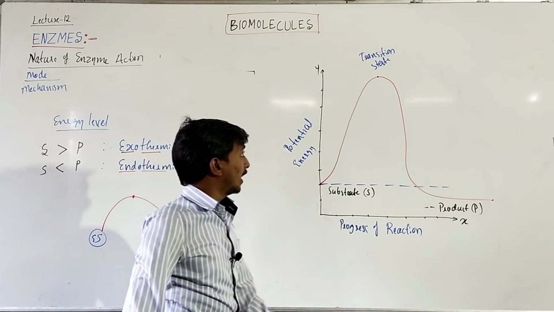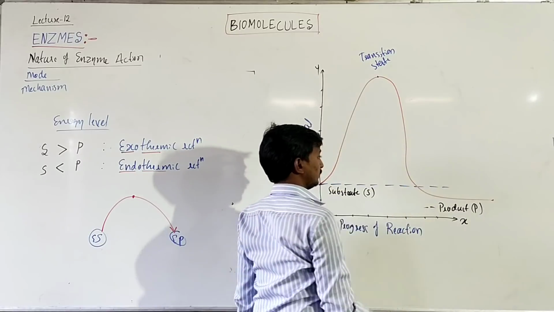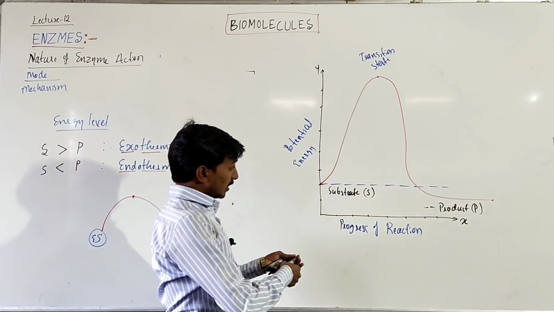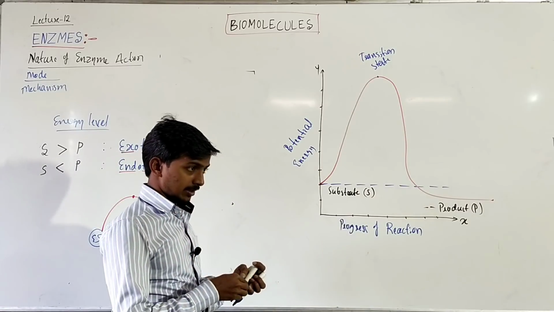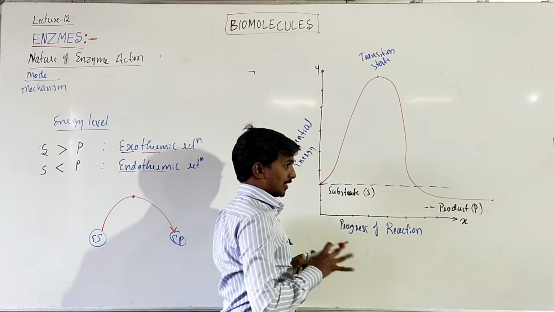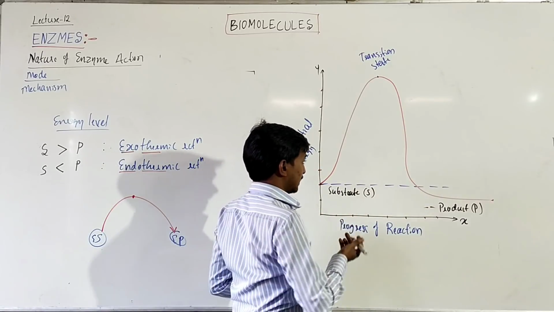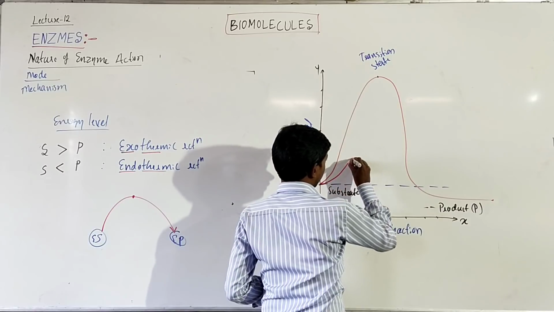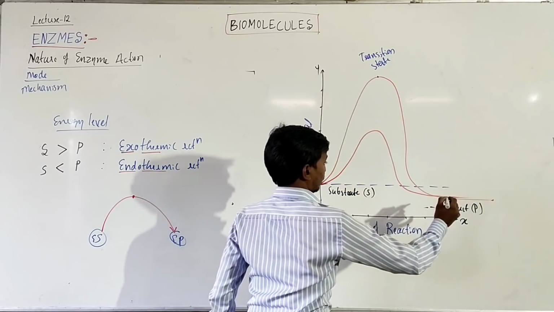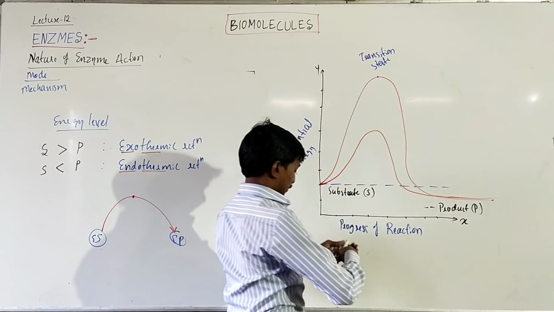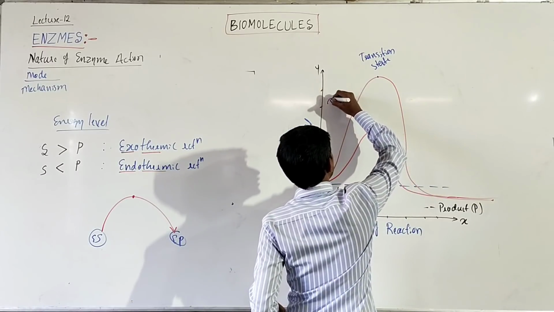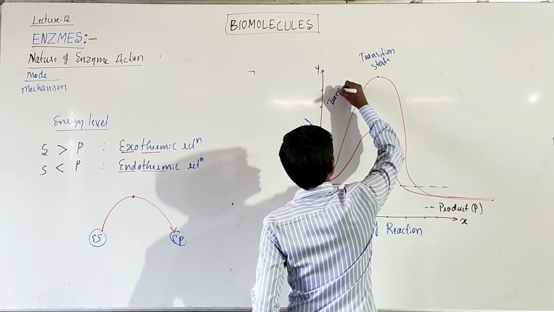Transition state or high energy state. But whenever the enzyme is present, the substrate needs less energy. The substrate requires less energy, so it will reach a lower energy level and form the product. This is also the transition state.